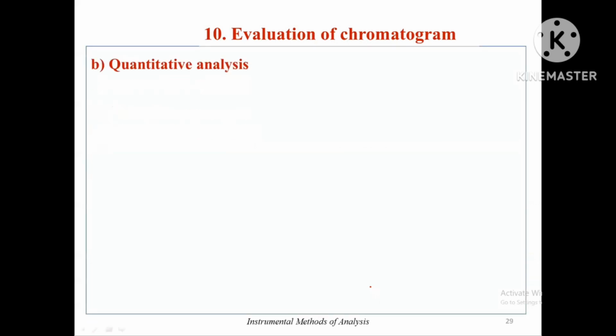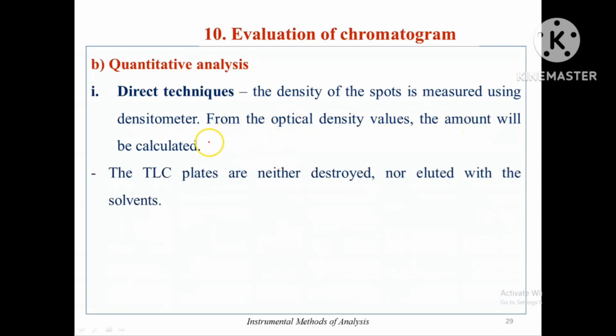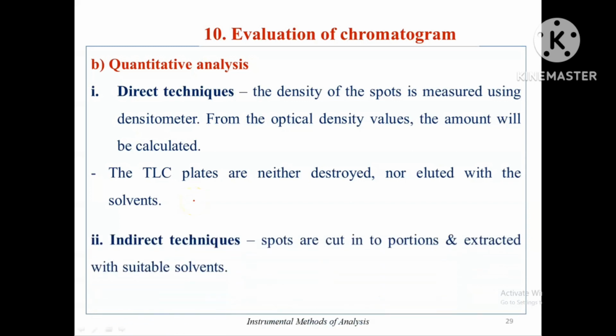Evaluation of a chromatogram can also be done by quantitative methods, using direct techniques and indirect techniques. In the direct technique, the density of the spots is measured using a densitometer. From this, optical density values are obtained and then converted into the amount of the analyte. The TLC plates are neither destroyed nor eluted with solvent in this direct technique.